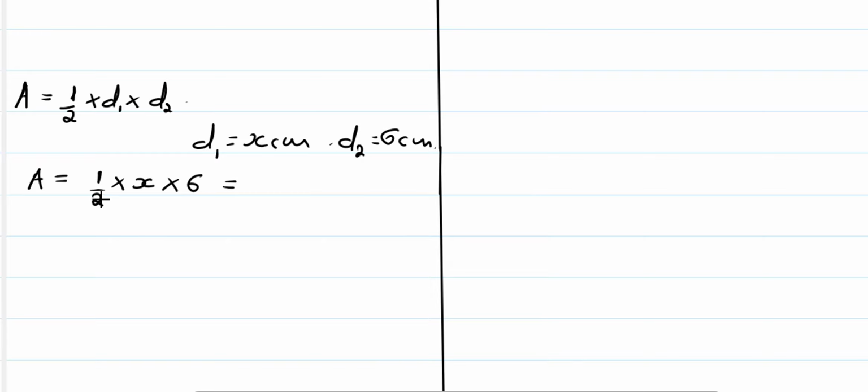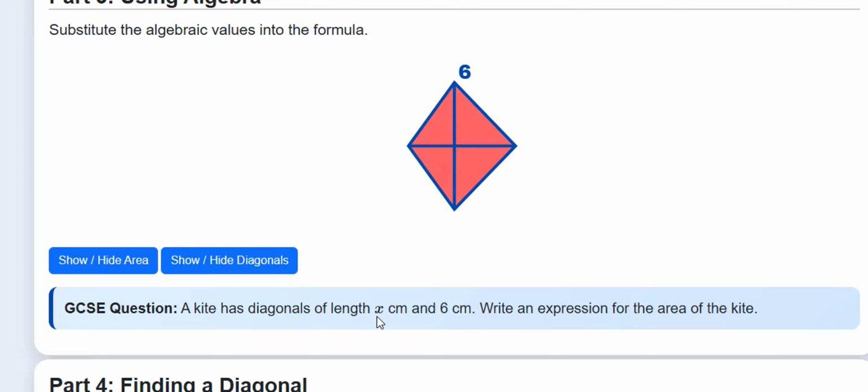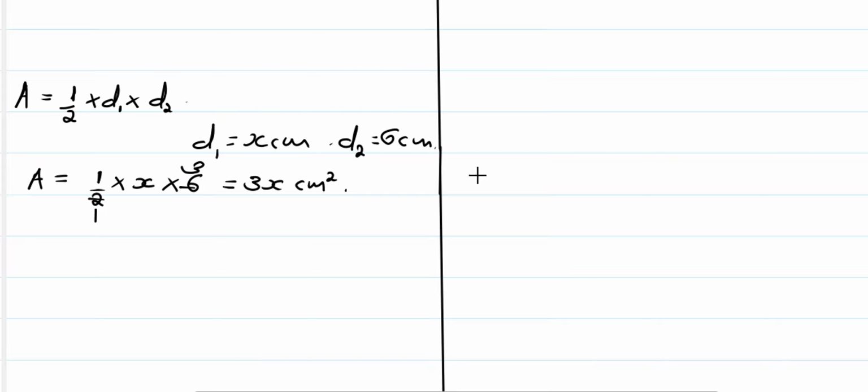Since 6 is divisible by 2, I can divide 2 by 2 to get 1, and 6 by 2 to get 3. Then I take this 3 multiplied by this x, it will be 3x, multiplied by 1, it will still be 3x centimeters squared. Since you are told to write the area in terms of x, this becomes the expression of the area of that kite, 3x centimeters squared.